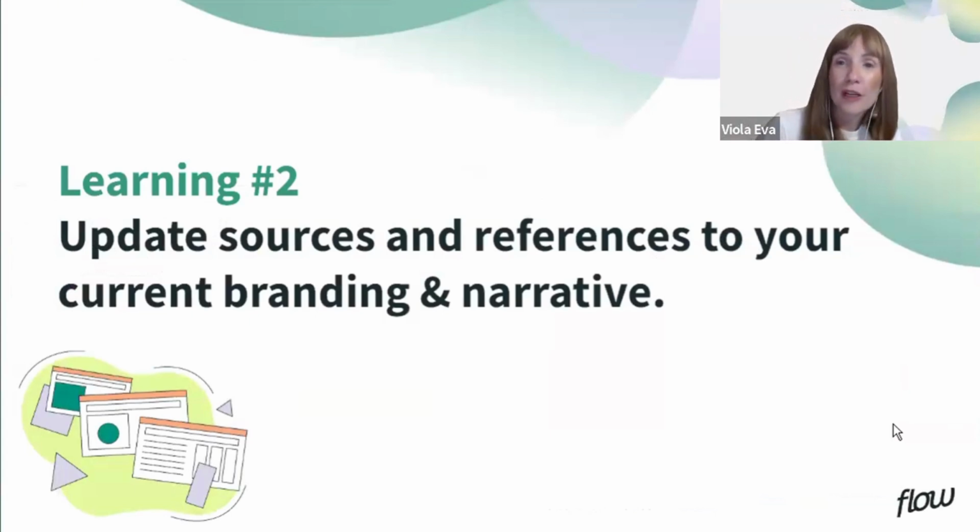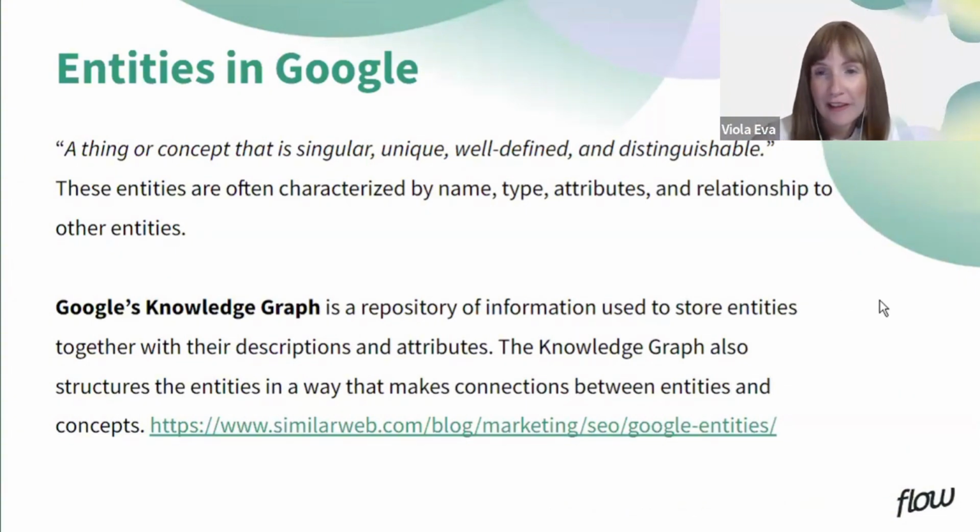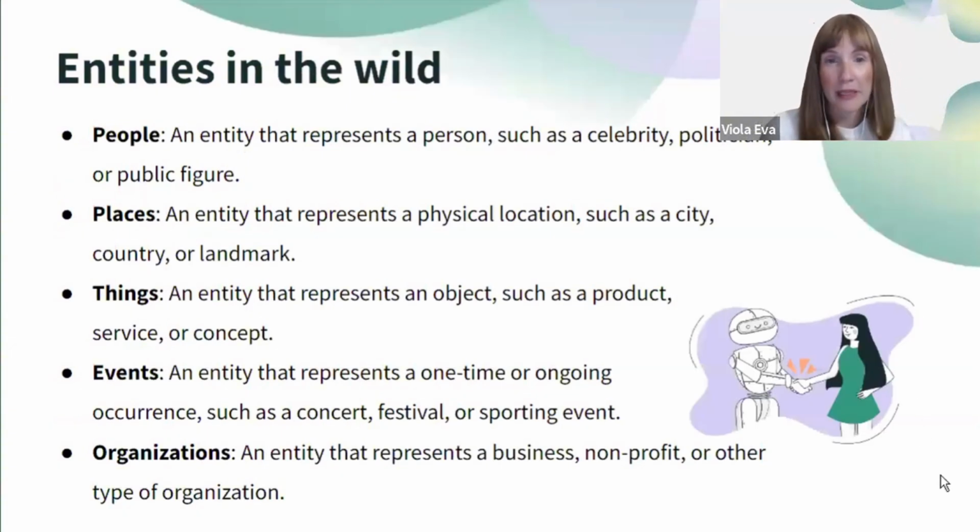And so you want to make sure that the sources being used draw the right information and are all aligned. Now, what that all comes down to is, does Google understand your brand as an entity? An entity is a thing or concept that is singular, unique, and well-defined. Google's knowledge graph is basically a repository of entities and their relationships to each other. And on the next slide, we have a few examples. An entity might be a person.